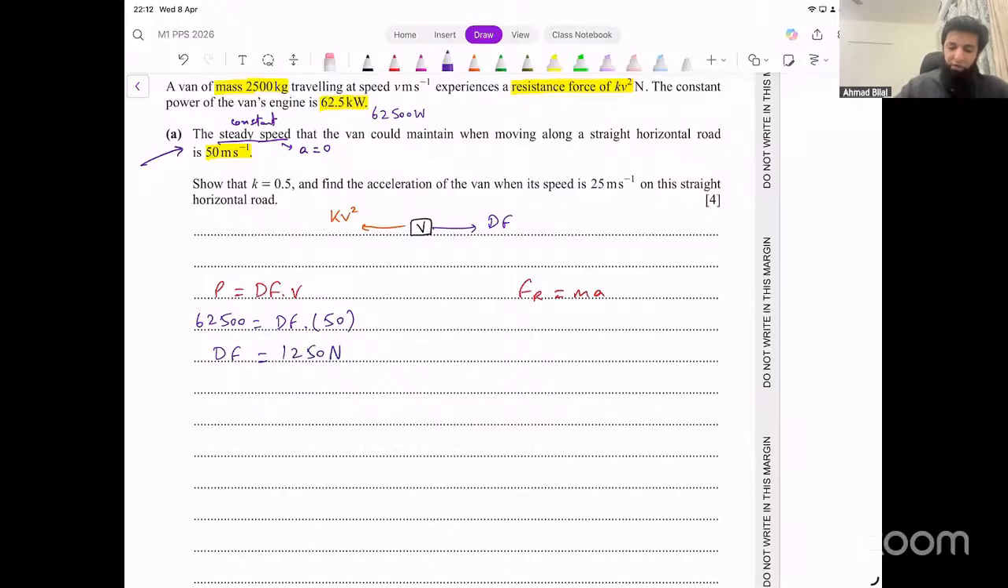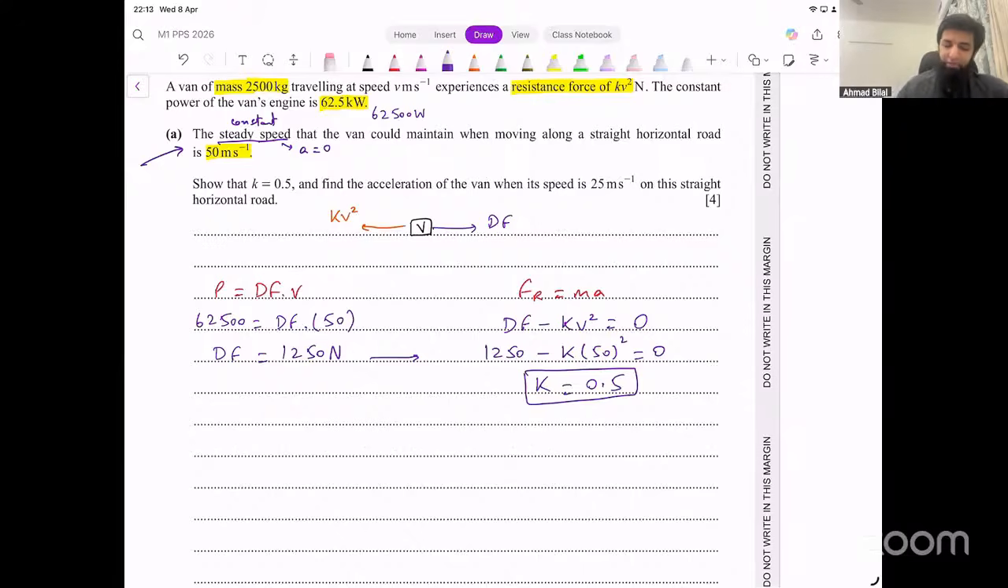Now at this particular point, what we can do is find the value of k using this particular point. Forward force is driving force. Backward force is resistance, which is kv squared, equals mass into acceleration. Since they talked about steady speed here, acceleration is going to be 0. So the right side is 0. Put this value of driving force there, 1250 minus k into v, v is 50, so 50 squared, that equals 0. And that will give you a value for k. 1250 divided by 2,500. That is going to be 0.5. That's what you wanted to show there. k equals 0.5.